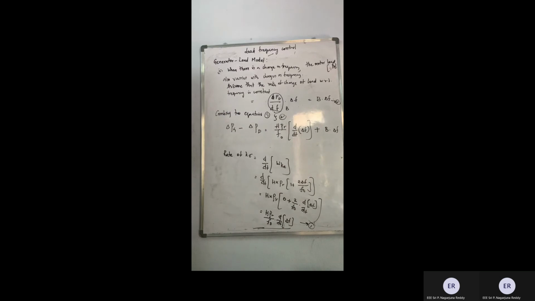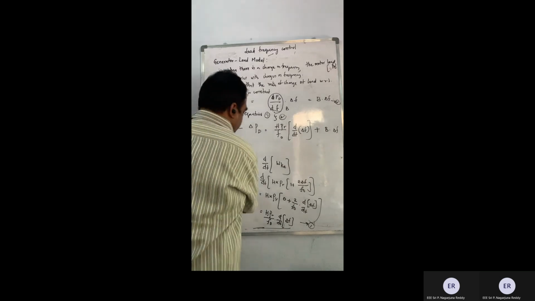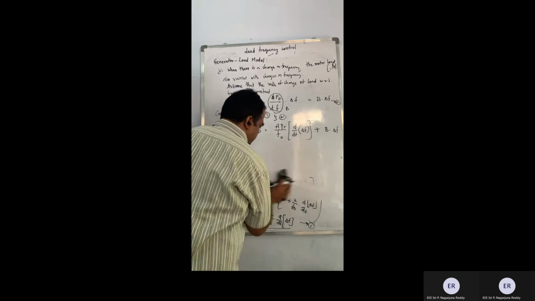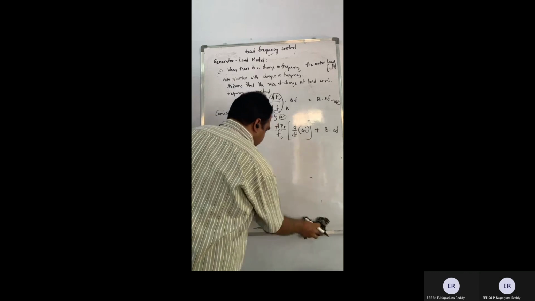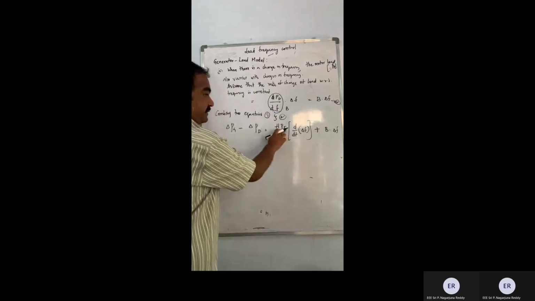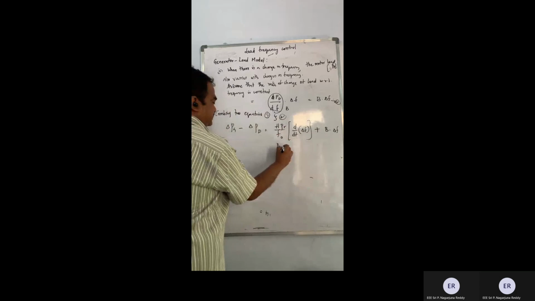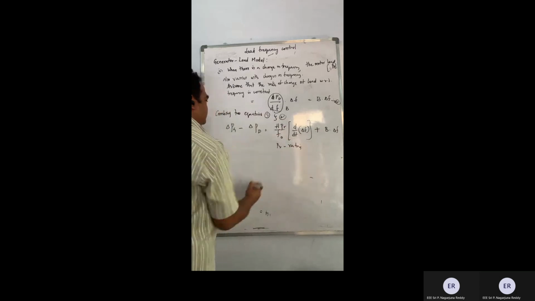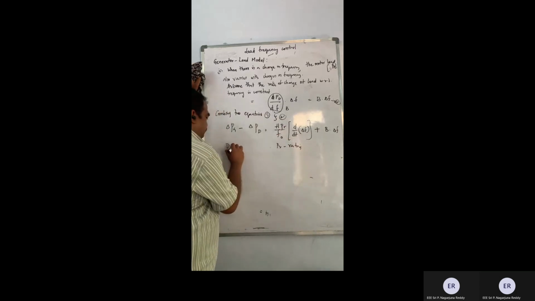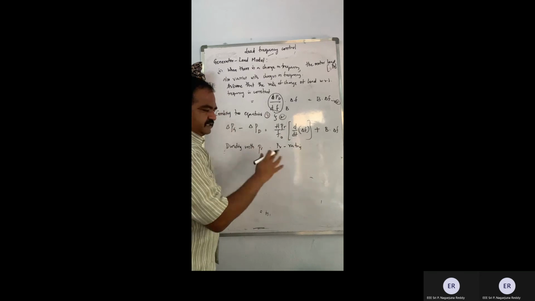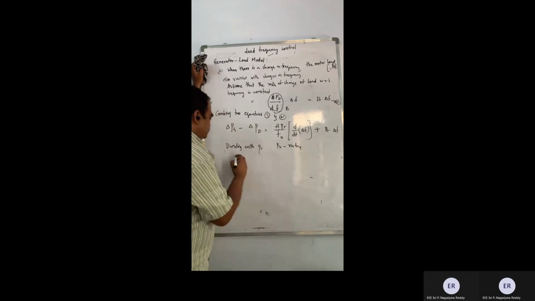Okay. So now what I am going to do is divide this entire equation by PR. PR is the rating of the machine, isn't it? Why am I doing this? I just want to make this equation a per unit equation, which will be helpful for me.